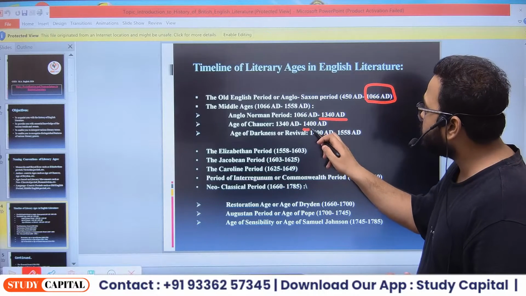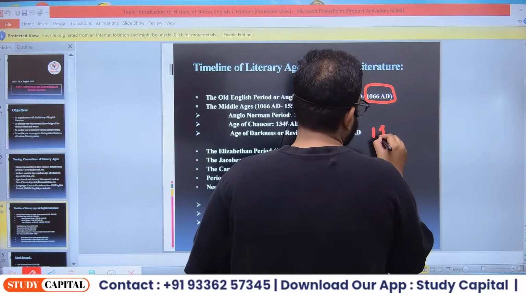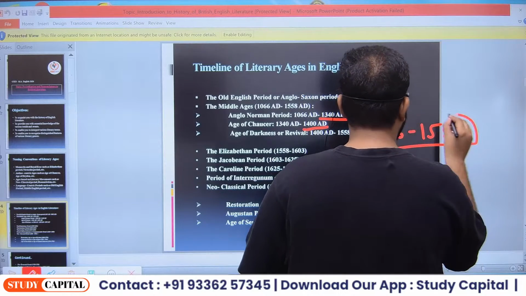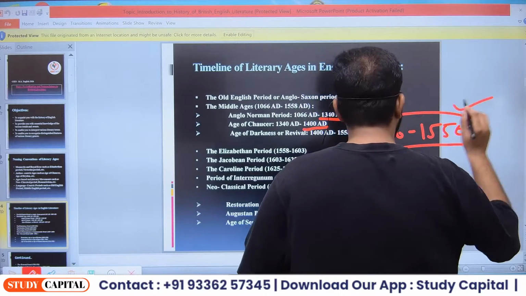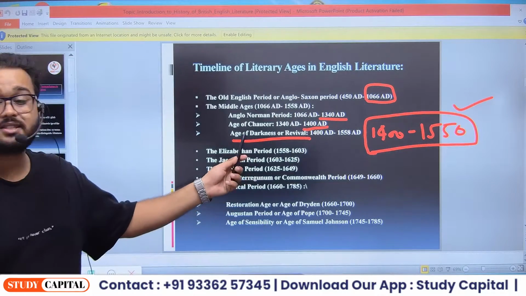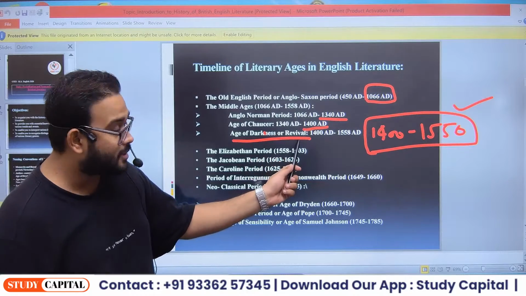Why does the Age of Chaucer end at 1400? Because Chaucer dies. Now in most of the books you will see they mention the next period from 1400 to 1550. That is the standard time frame for the age of darkness or age of revival. Now you see, this is again a paradoxical statement. It is the age of darkness, and at the same time it is the age of revival.